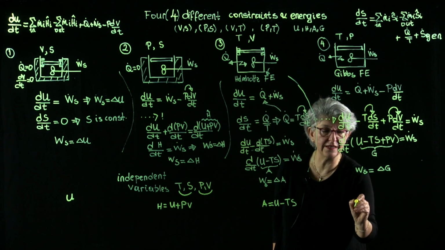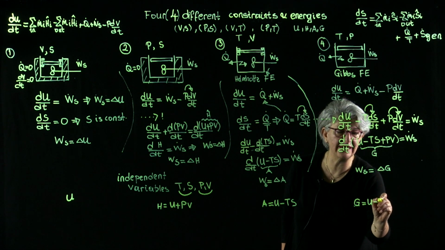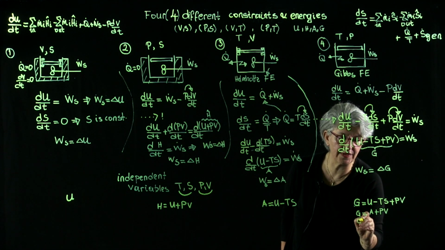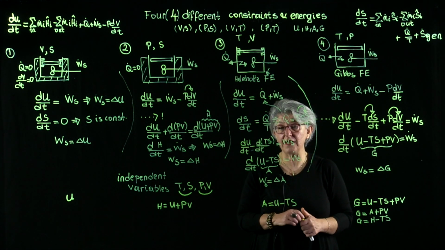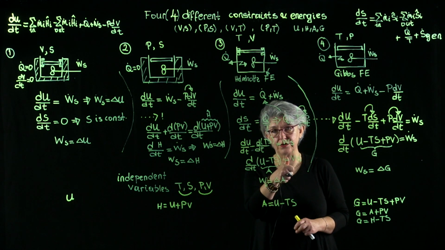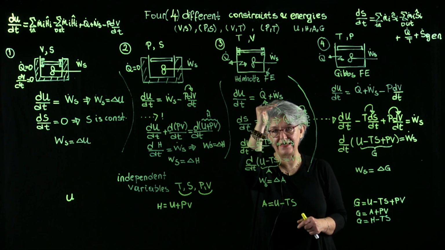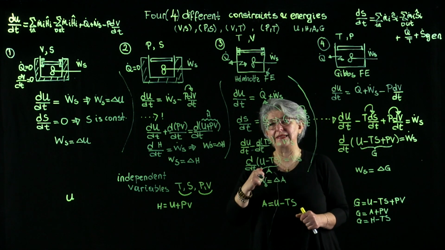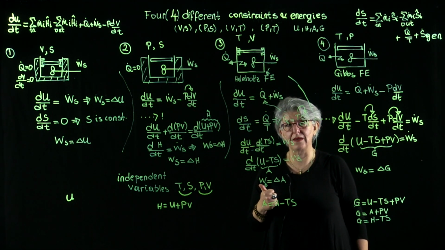And of course, Gibbs free energy is going to be U minus Ts plus PV. Gibbs free energy is A plus PV, or Gibbs free energy is H minus Ts. And Gibbs free energy accounts for the internal energy of the molecules. It accounts for the work that we have to do against the environment, or the environment does onto the system. And it has to account for the energy that we have to exchange with the environment in order to keep the temperature constant. All right?